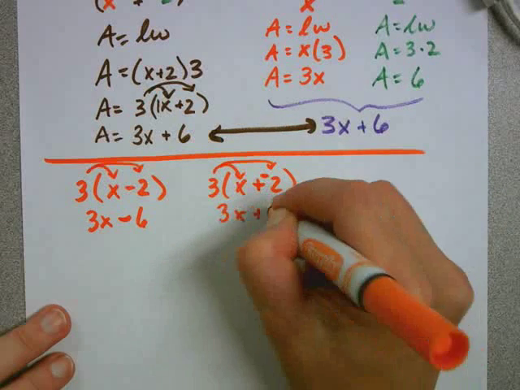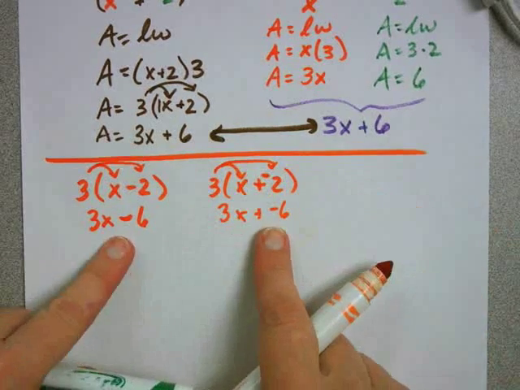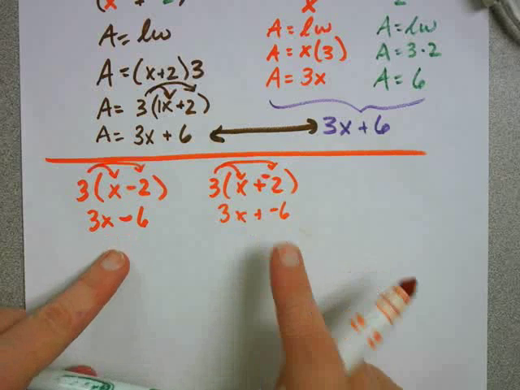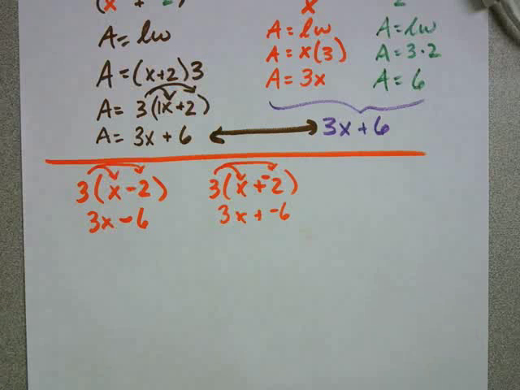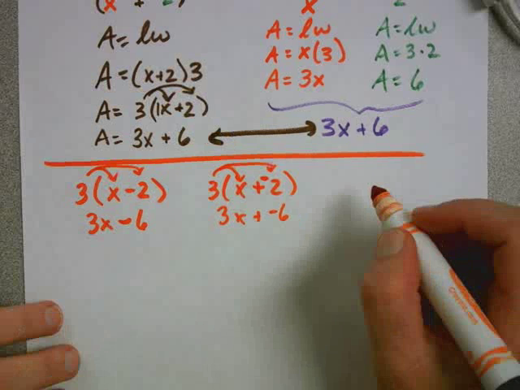Distribute. 3x plus negative 6 is minus 6. Is minus 6 and adding a negative 6 the same thing? It sure is. So it works either way. Okay, I want to show you one more example.